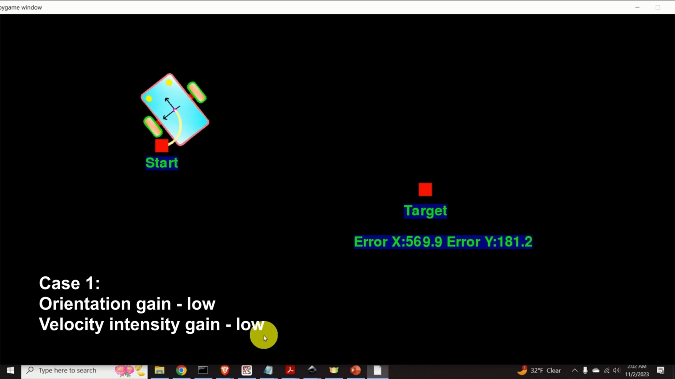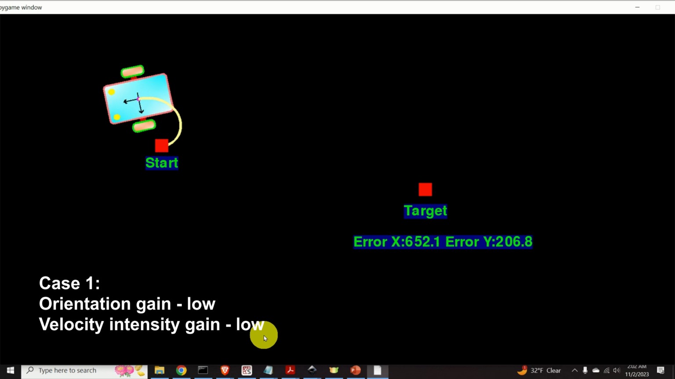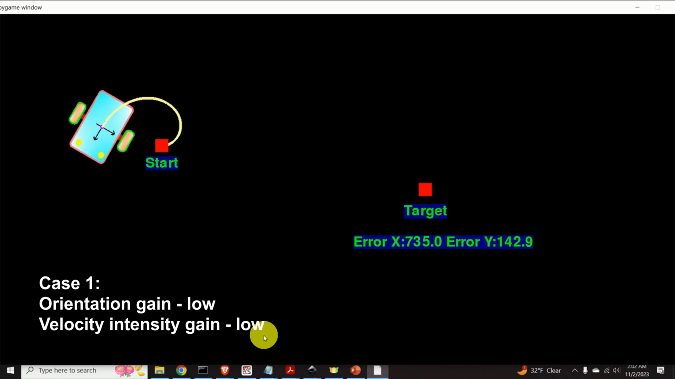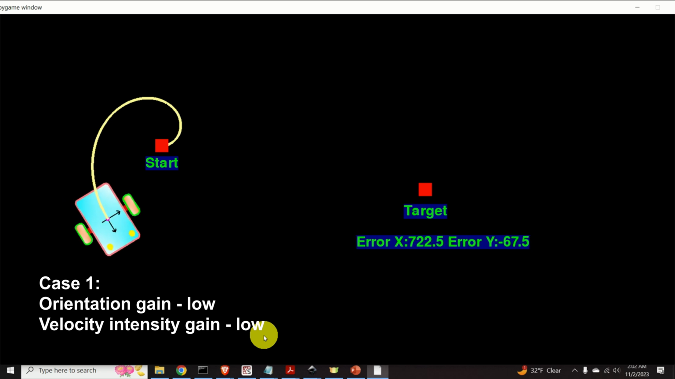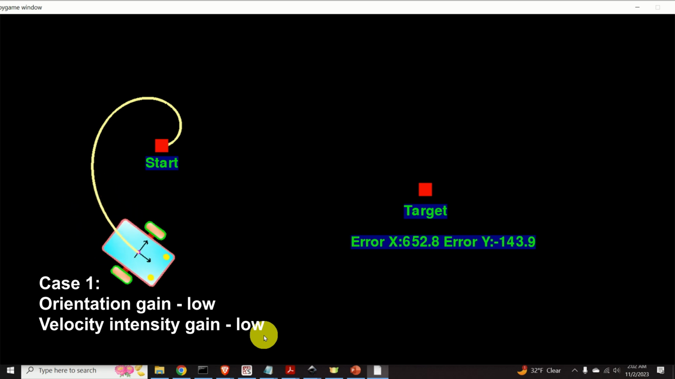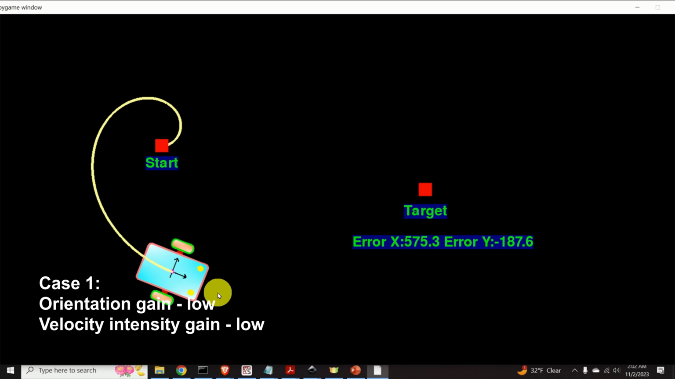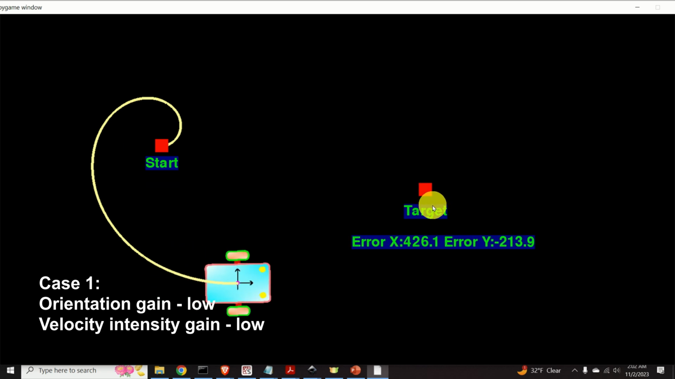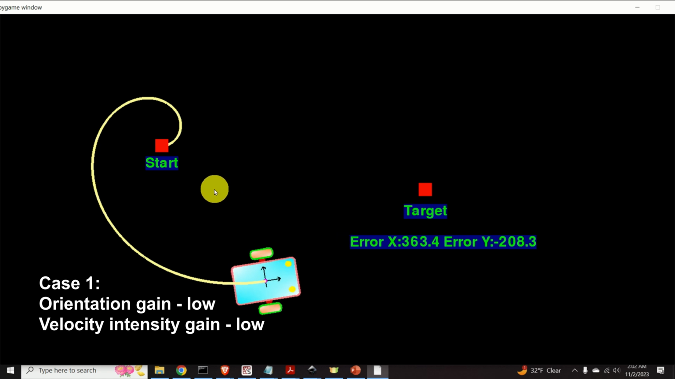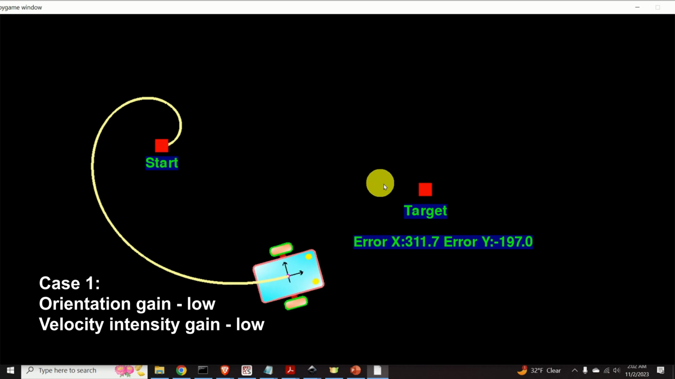To illustrate the controller behavior, we consider three cases. In the first case that you're currently watching, both orientation and velocity control gains are low. We can see that the trajectory from the start point to the target point is not straight. That is, the robot does not follow the shortest path.